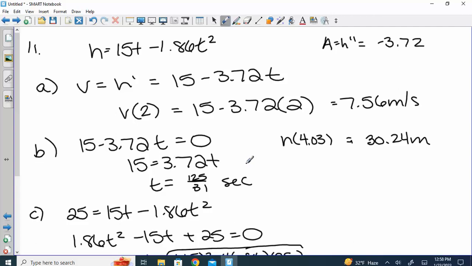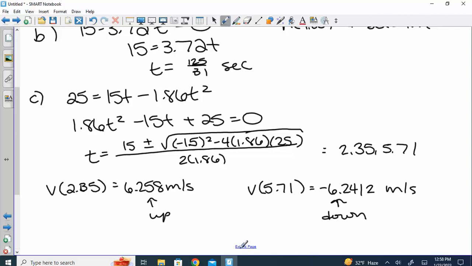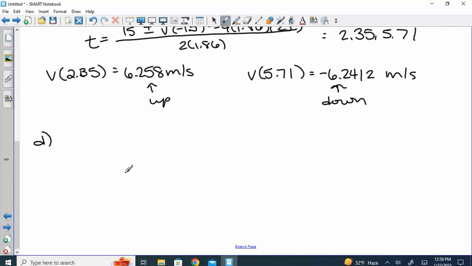Part F was the velocity when the ball returns to its starting position. So the ball started on the ground. So when it returns to its starting position, it hits the ground, right? And in part D, you found that it hits the ground after 8.06 seconds. So you are plugging that into your velocity. And you should get negative 14.9. Okay, so all those questions are really just testing, do you understand the relationship between your function and the derivative when we're looking at the height?